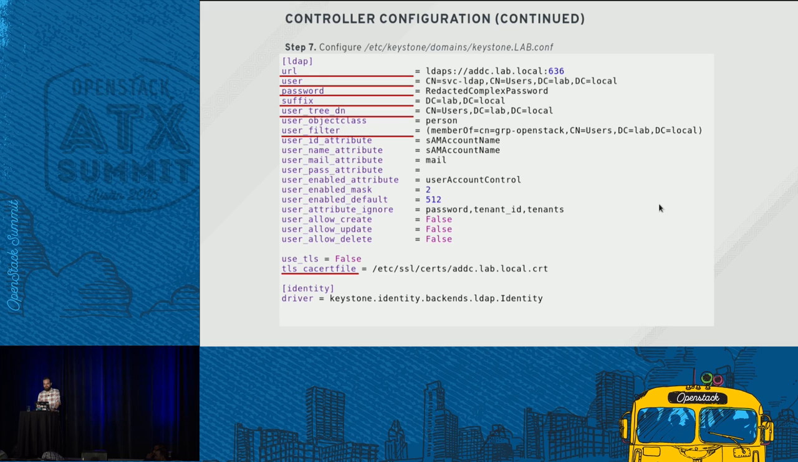The general pattern is this. You go to Keystone and request a token as the end user. The first thing it's going to do is take the password and the user you have, build it into the DN, and do a simple bind just to authenticate you.